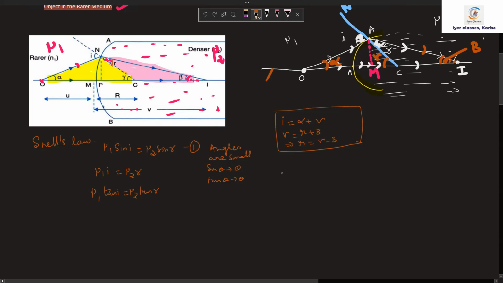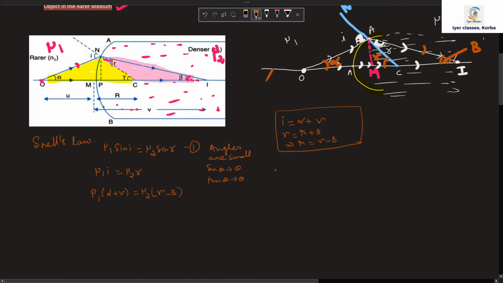Is this clear? Yes, ma'am. Clear. So what should I write here? Instead of angle I, I should put alpha plus gamma. And in place of angle R, what will we write? Gamma minus beta. Done. Yes.